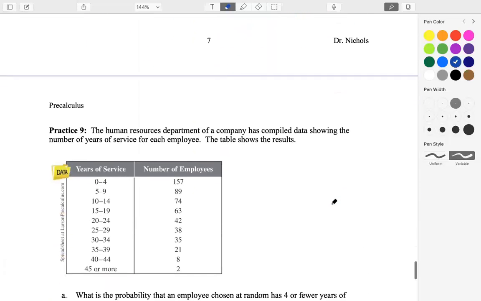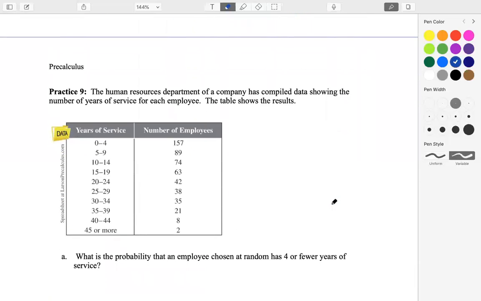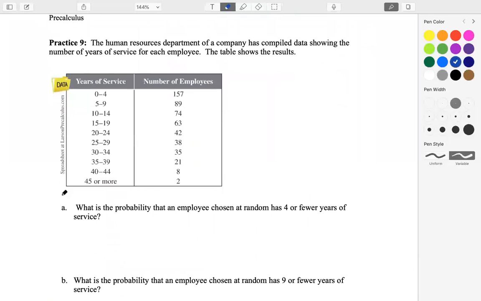All right, and then our last example. The Human Resources Department of a company has compiled data showing the number of years of service for each employee. So here's my data. All right, so step one, if it's not already given to you, is to find a total. Add up all those numbers and you get 529.